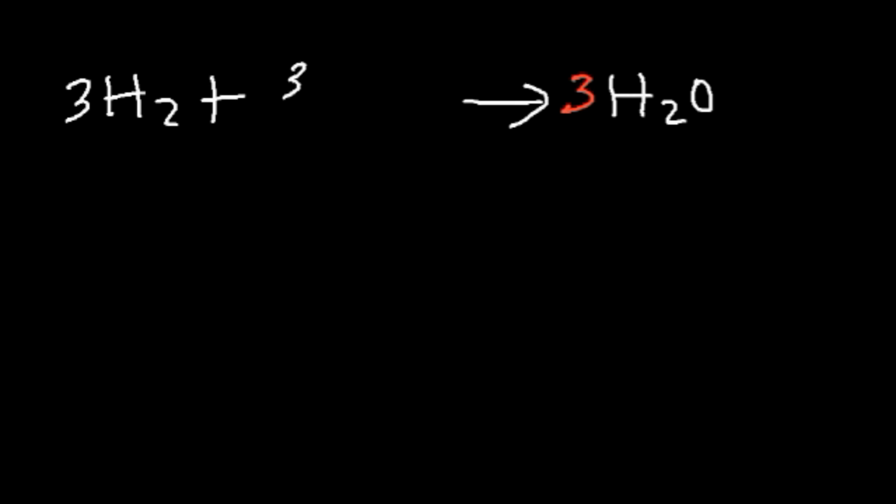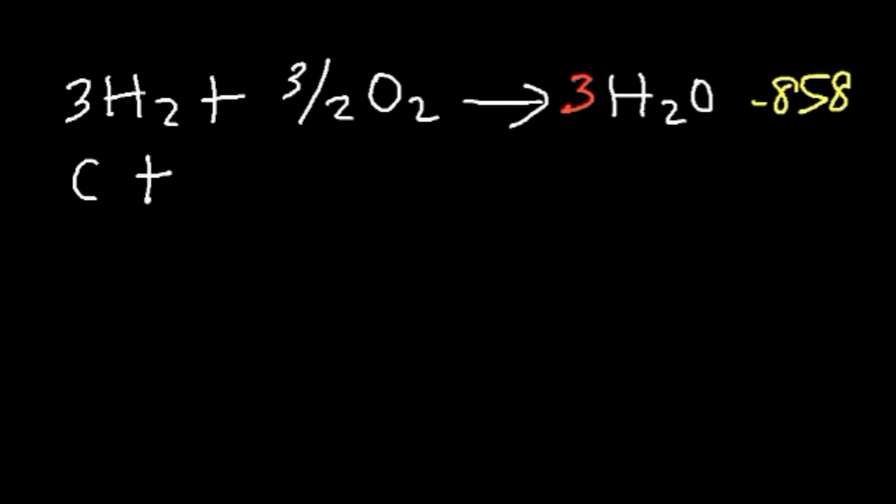So for water we want 3 molecules on the right side, so we need 3 hydrogen molecules here, and this is going to be 3 over 2 oxygen molecule. Now if you multiply the reaction by 3, you've got to multiply the enthalpy by 3. It was negative 286, so it's now negative 286 times 3, which is negative 858. That's the enthalpy change of this reaction.